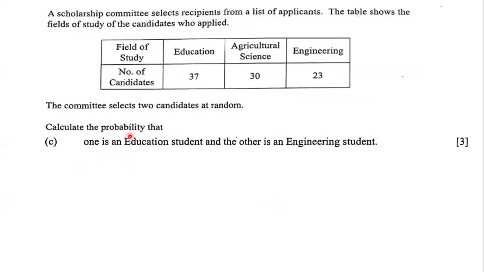Next, we want to calculate the probability that one student is an education student and the other student is an engineering student. It says the committee selects 2 students at random. Now this can happen in 2 ways. We could have that the first student is an education student, and then the second student is an engineering student. Or we can have that the engineering student is selected first, and then the education student second. And so we're going to account for both ways.